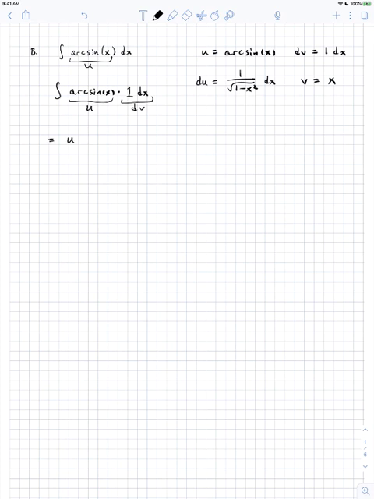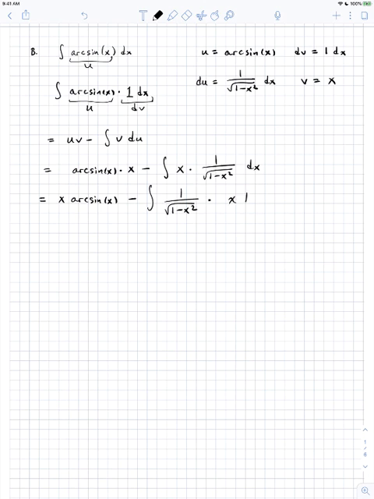Okay, so now we just use our formula. So this is going to be uv minus the integral of v du. So we plug in all of the pieces. u is arcsine of x times x minus the integral of v, which is x, times du, which is 1 over the square root of 1 minus x squared dx. Okay, so this is x times arcsine x minus, and this is an integral, let me just rewrite it like this, 1 over the square root of 1 minus x squared times x dx.